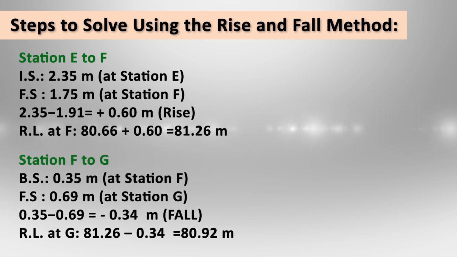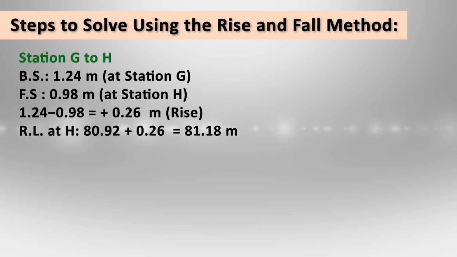Now, from station F to G, back side is 0.35 meter at station F and fore side is 0.69 meter at station G. So, we will subtract, that is 0.35 minus 0.69 which will be equal to minus 0.34 meter, that is a fall. So, reduced level at G would be reduced level at F minus the fall, that is 81.26 minus 0.34 which results in 80.92 meter.